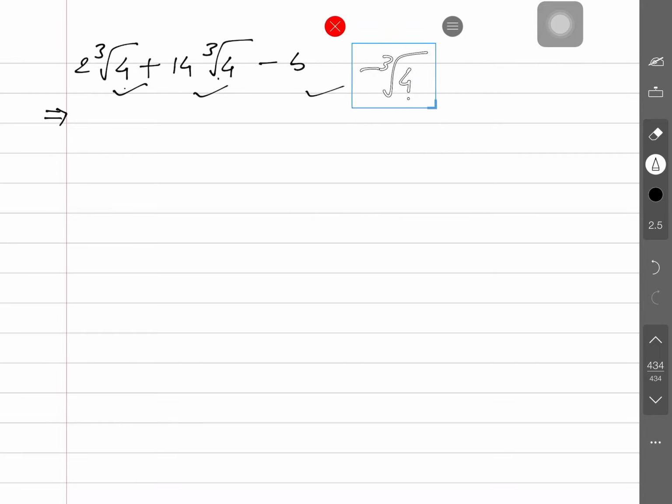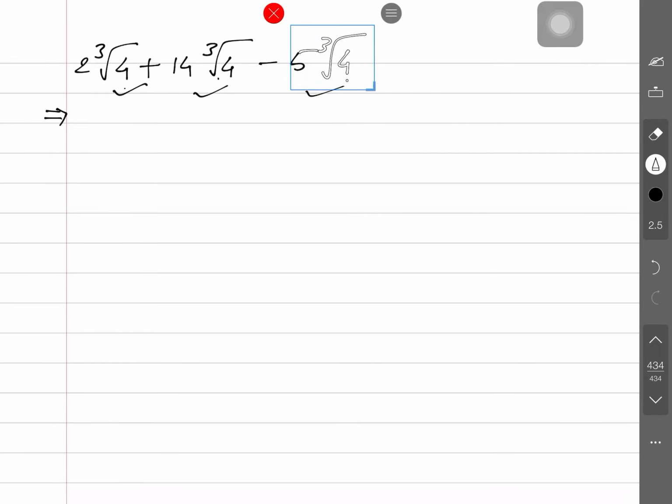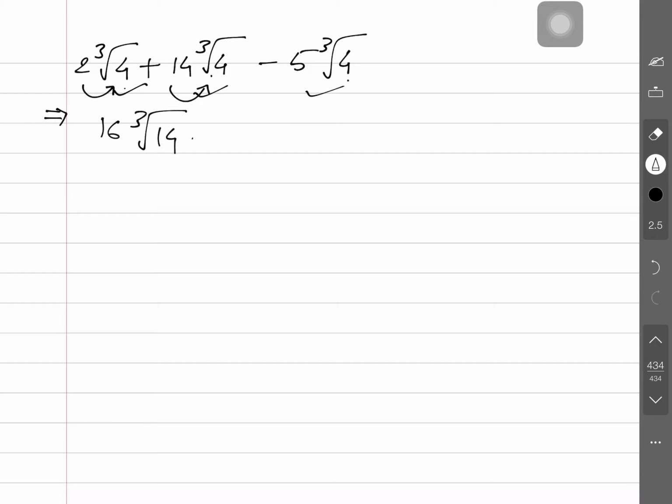You can see this value is called the radicand. The same is also lying here. So here also the same. So it is occurring 2 times, and 14 times. So 2 times, 14 times, 16 times we can speak here, right? And minus 5 times, so 16 times minus 5 times, how much is this? 11 times radicand 4 with index 3. This is the answer. Further this cannot be solved.